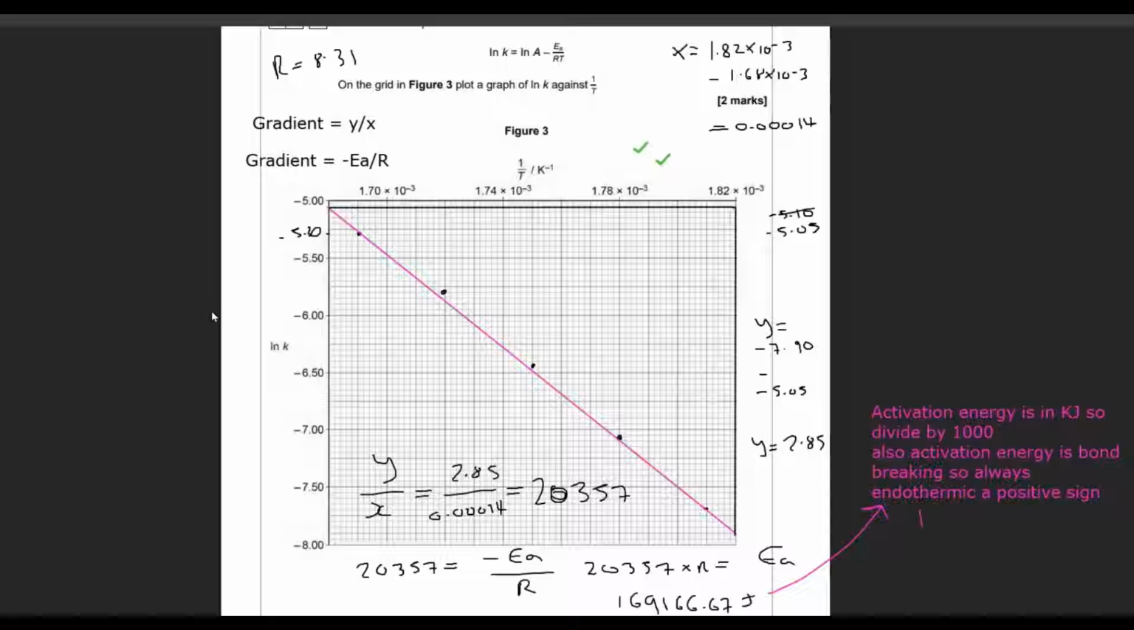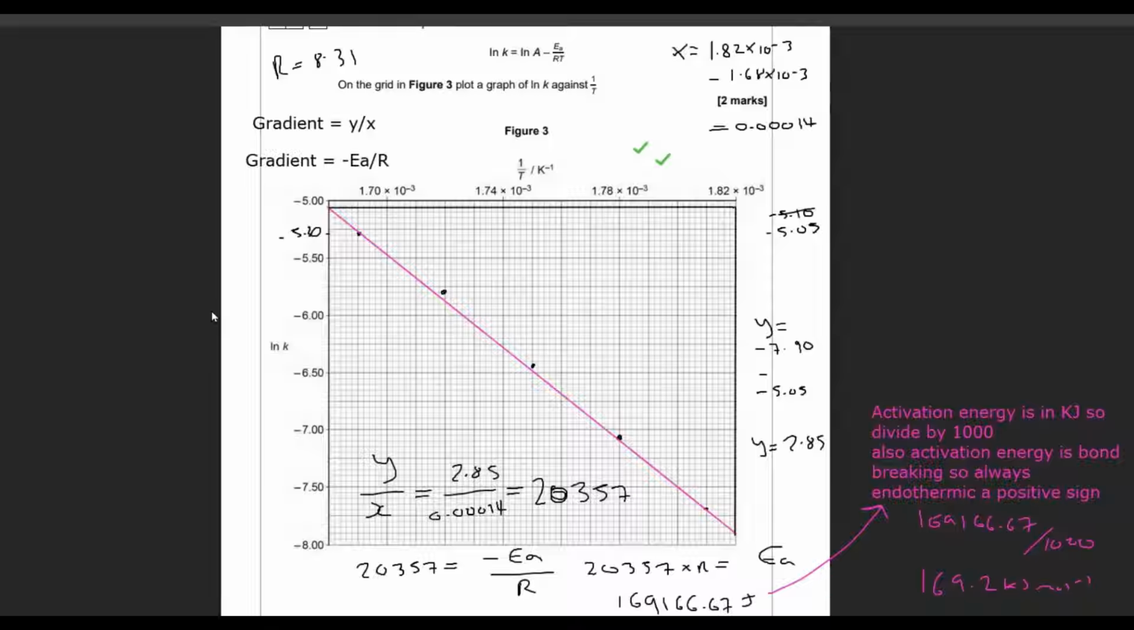I'm just going to write the answer as 169, and we're going to round that to 0.2 kilojoule per mole. So divide that by 1,000, and that's what I would do to the -1. There we go. 169.2 kilojoule, sorry, per mole. And that's going to be my answer.